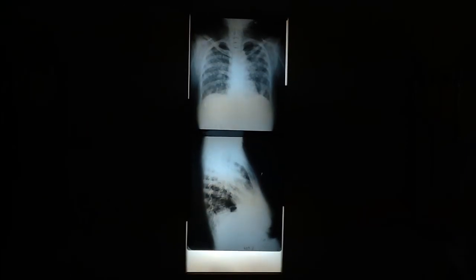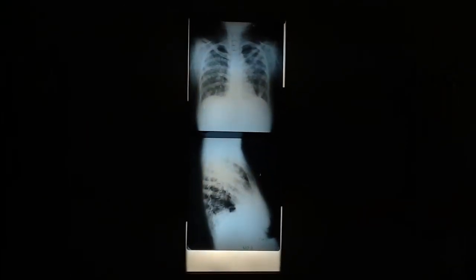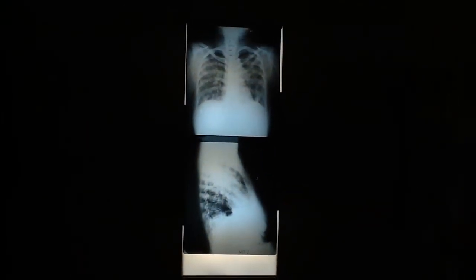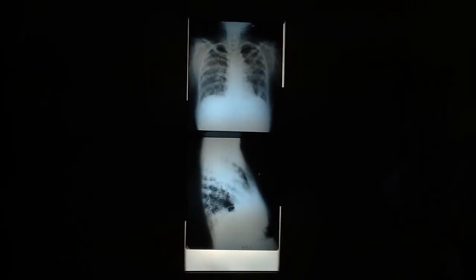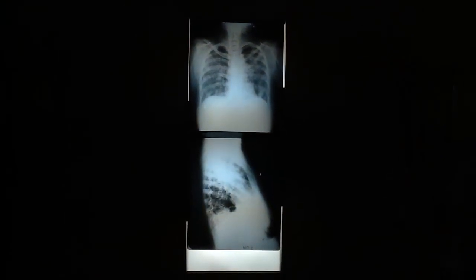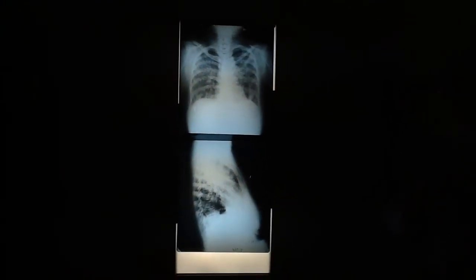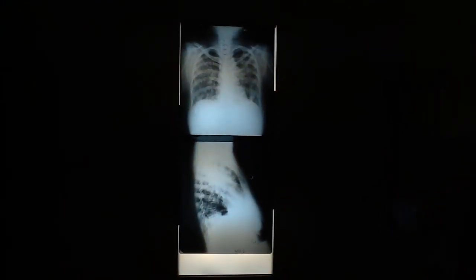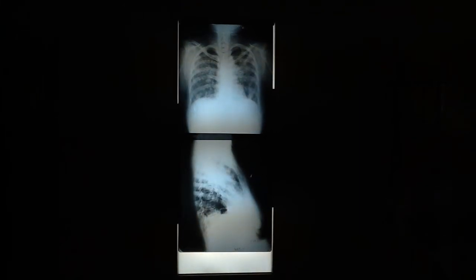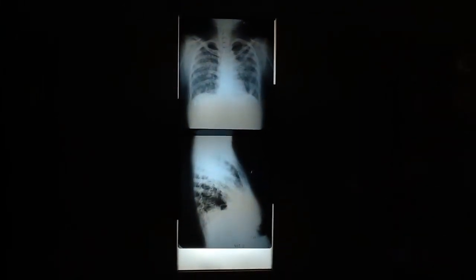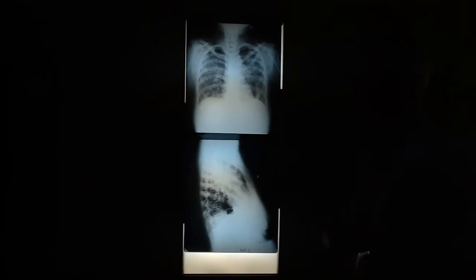Sarcoid is another one that can fit into the interstitial and airspace consolidation category, which was the third of our radiographic signs. Remember, airspace, interstitial, and both. Airspace disease, consolidation, atelectasis, interstitial disease, combined. That was our three categories from last quarter. And sarcoid can give us both.